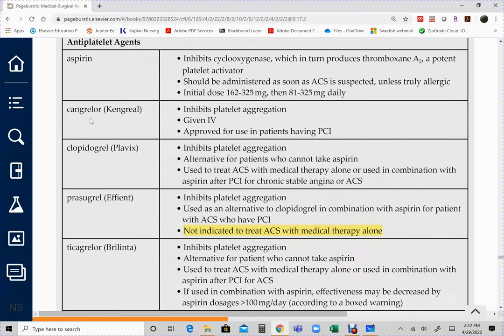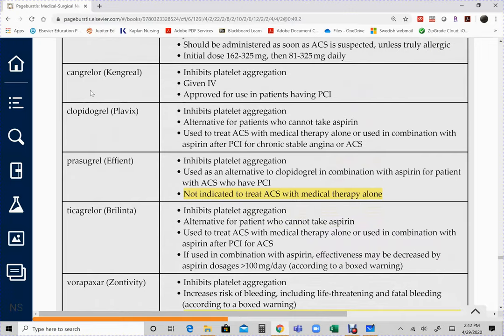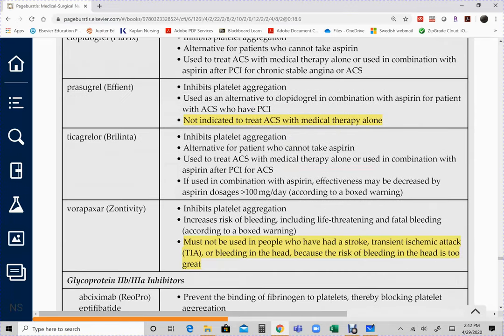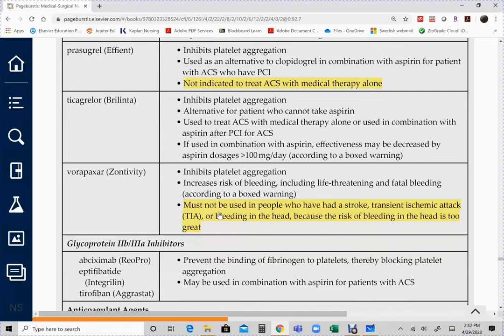Antiplatelets besides aspirin are Cangrelor, Clopidogrel, Prasugrel, and Ticagrelor. You've probably seen commercials on TV. There are certain differences here, like this one. Prasugrel is not indicated to treat ACS alone, okay? So meaning they're not effective. Same thing for this drug right here. Vorapaxar must not be used. It's contraindicated in patients with stroke or TIA because of the risk for bleeding.